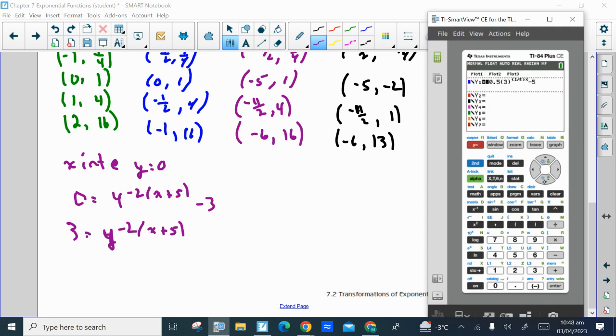So you could start with the original equation and find the x-intercept there. So 4 to the power negative 2 bracket x plus 5, close the bracket, and then minus 3 on the end. We can find our x-intercept, which is our 0. It looks like it's between negative 5 and negative 6, so second function trace. We want to find our 0. We'll put our left boundary at, let's say, negative 7. Our right boundary at, let's say, negative 4.